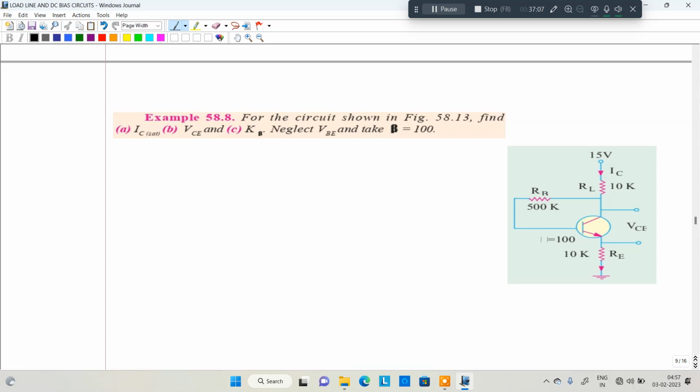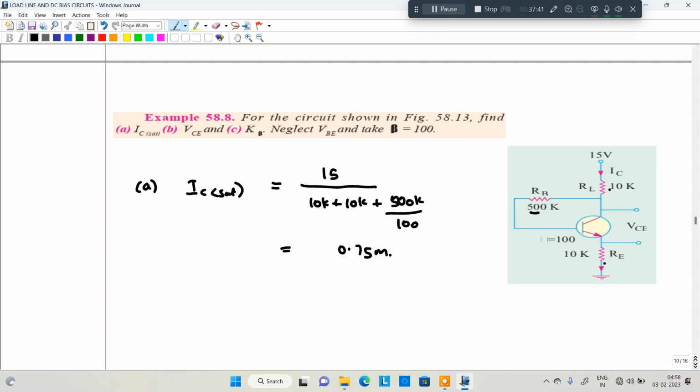In the circuit shown in the figure, find the IC sat. So how to find out the IC saturation? VCC, that is 15, divided by RL plus RE plus RB by beta. Just now I gave the formula. So 10K plus 500K by beta. Beta is given 100. So it will get the value 0.75 milliamperes.